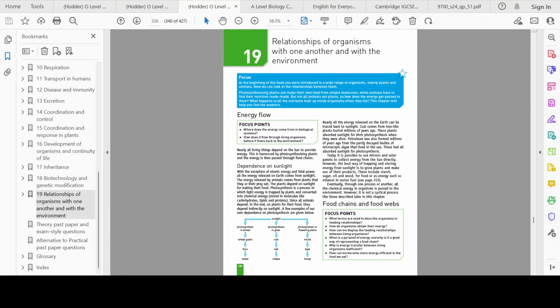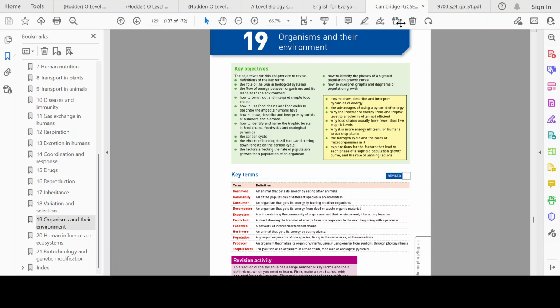Bismillah ar-Rahman ar-Rahim. So today we will be covering chapter 19, which is relationship of organisms with one another and with the environment, but we will not be doing that from the text because it is rather lengthy. And we'll be using the IGCSE biology study and revision guide, right? So that's a very good resource.